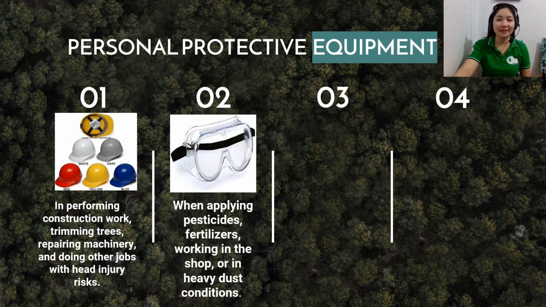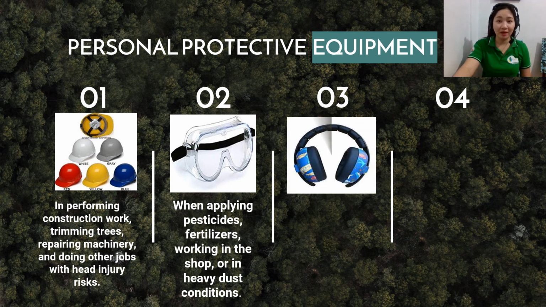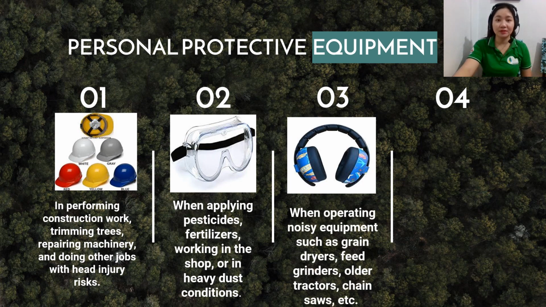Of course, we have to protect your vision with appropriate safety eyewear: safety glasses, safety goggles, face shields when applying pesticides, fertilizers, or working in the shop or in heavy dust conditions. For the third one, we have to protect your hearing with acoustic ear muffs or plugs when operating noisy equipment such as wind dryers. What else? Yes, feed grinders, older tractors, chainsaws.